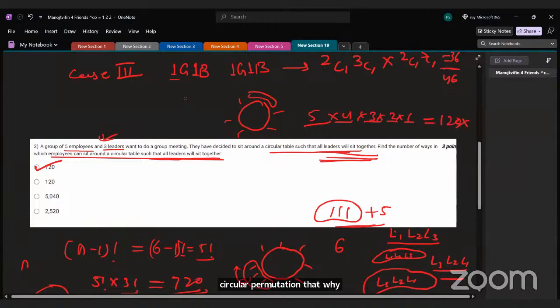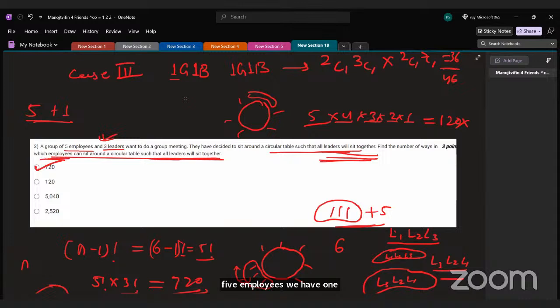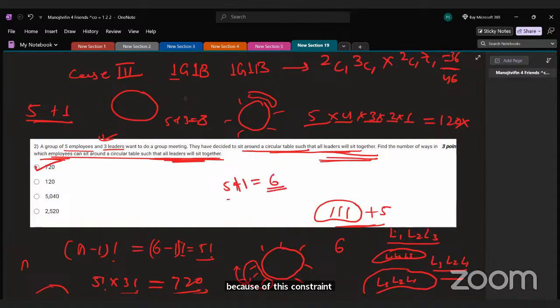And again, we haven't got just 5 employees. We have one group of leaders too. You have to arrange them. It's not saying just how many of the employees can sit together. The leaders will sit together with them too. So in total, we will get 5 plus 3, 8 people. But because of this constraint, we have to treat these 3 people as a single entity. So we got 6 entities in total. Okay.